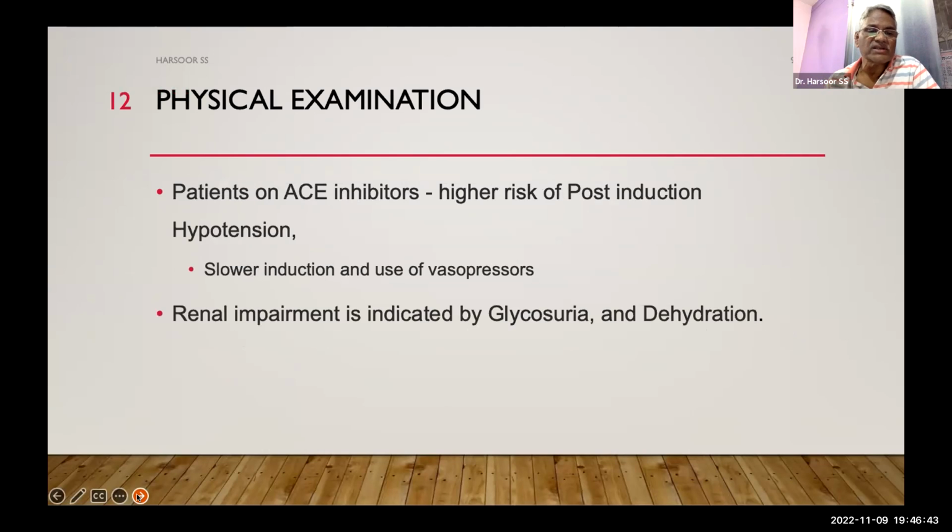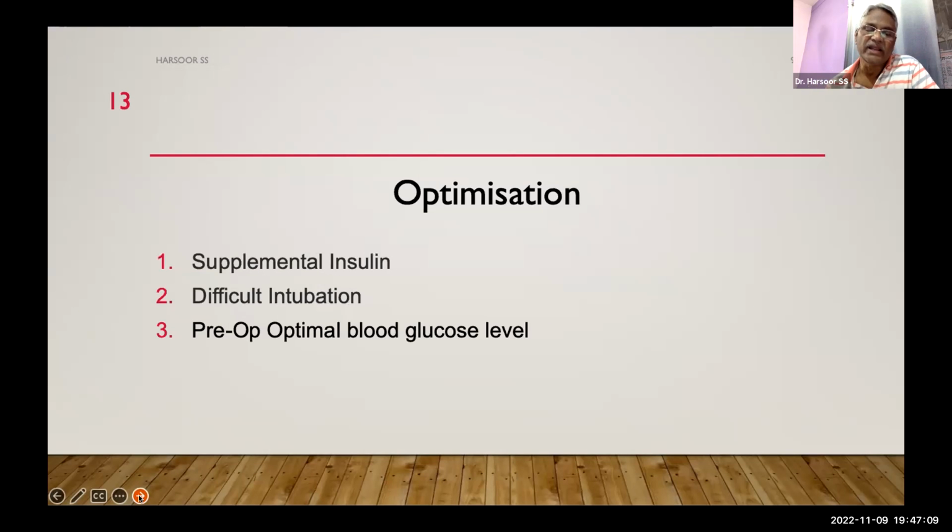And if the patients are already on ACE inhibitors, they are the patients who pose the risk of post-induction hypotension. Soon after the induction, they may go into hypotension. So therefore, they will be cautioning us with regard to a slower induction and, if necessary, the use of vasopressors. So we should be ready with those things. And renal impairment is indicated by the presence of glycosuria or dehydration.